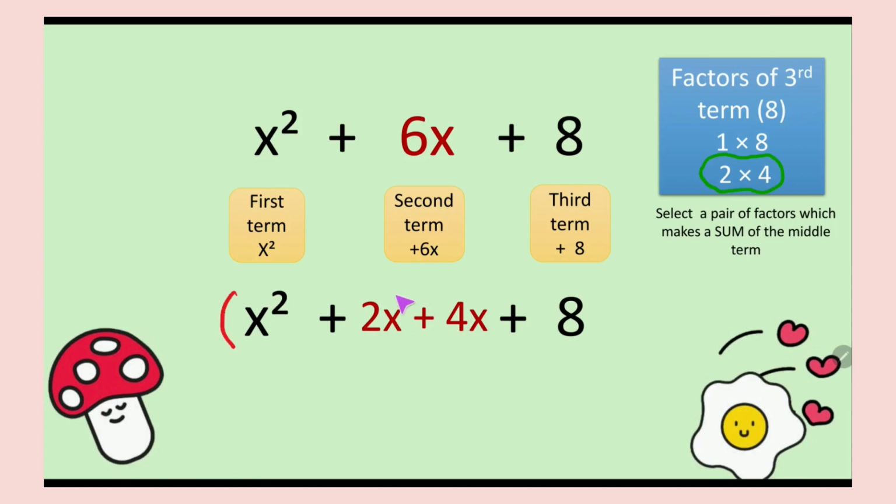Now you have to pair this like this. And then we'll find the common factor and take it out. In x squared plus 2x, you can see that x is common to both. So we will take it out. So what will be remaining inside? x plus 2. So when you multiply this term with this, you get this. x times x is x squared, x times 2 is 2x.